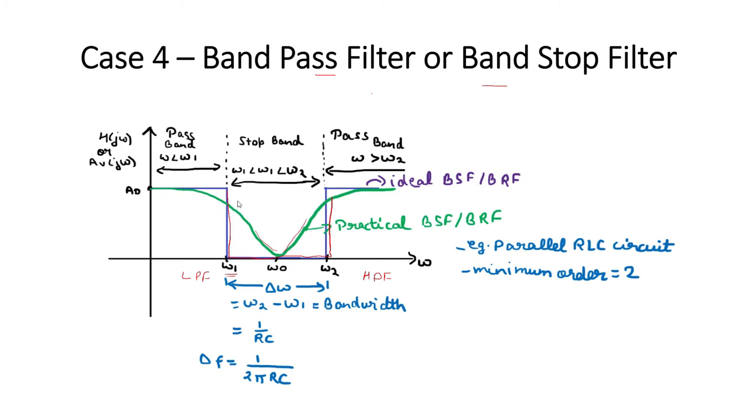And now in this case, the area between the cutoff frequencies is known as the stop band, and the area less than omega 1 or greater than omega 2 is known as the pass band. An example of a band stop circuit is the parallel RLC circuit, and the minimum order needed here is also 2. The difference between these two frequencies is called the bandwidth of the filter. For a parallel RLC circuit we know that bandwidth is 1 upon RC in radian per second, and in hertz it is 1 upon 2 pi RC.